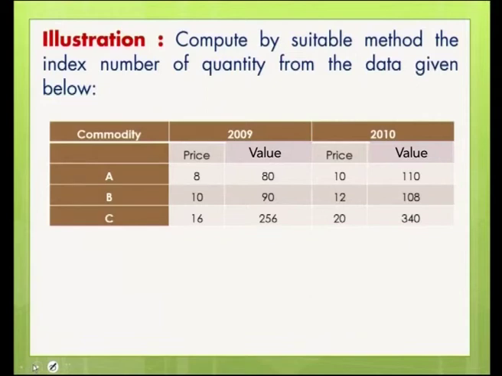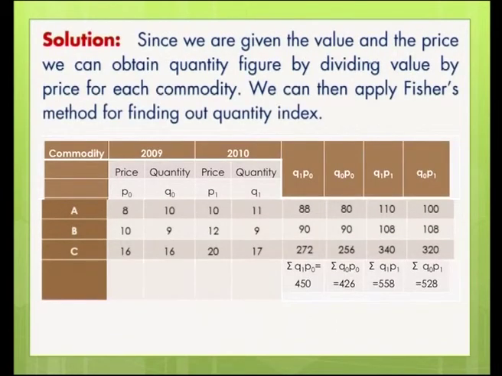Let us see how the quantity index number is calculated. Compute by a suitable method the index number of a quantity from the data given below. Just quickly we will go through. Since we are given the value and the price, we can obtain quantity. Now actually, since the value and price is given, quantity has to be computed, and the best suitable method for this is Fisher's ideal method.